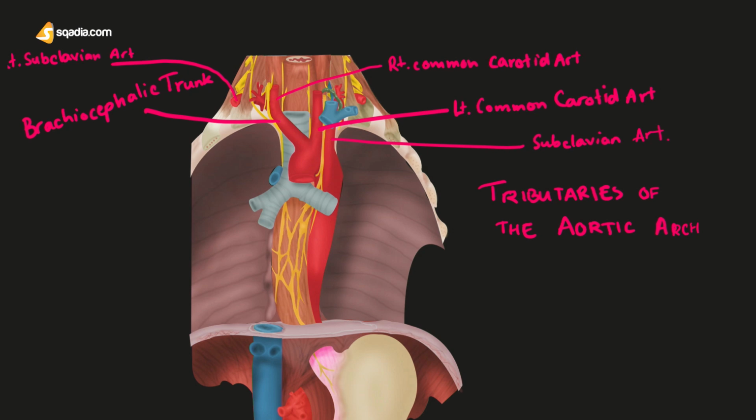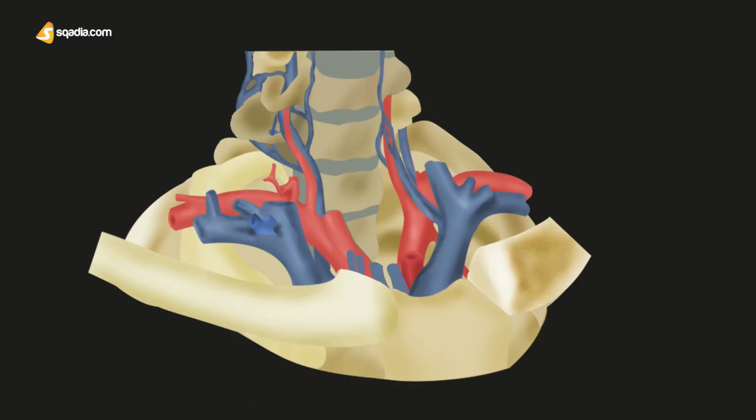Now let's go into a little bit more detail. So we're going to be talking about the branches of all of these main arteries. So when we talk about the subclavian artery, they have 4 main branches. So let's change the image. So here we have an image of the superior aperture and the blood vessels that are coming out of it.